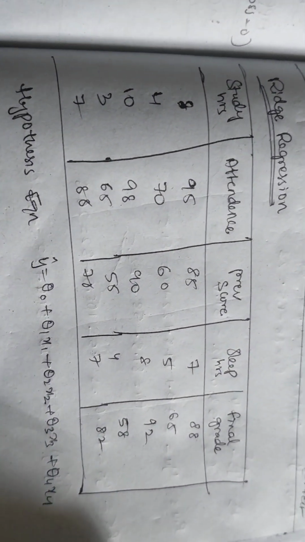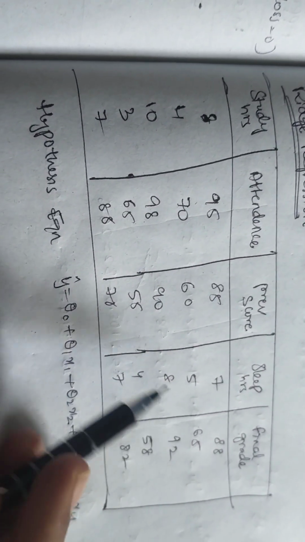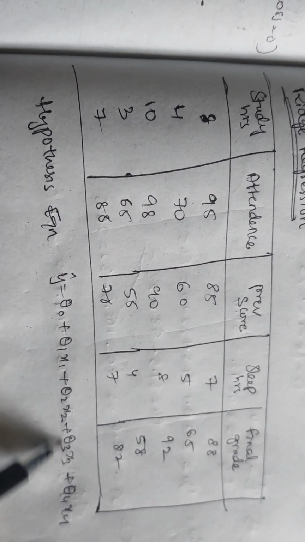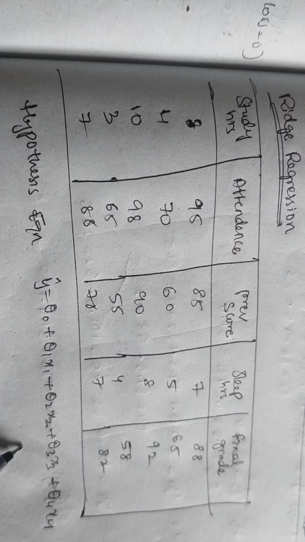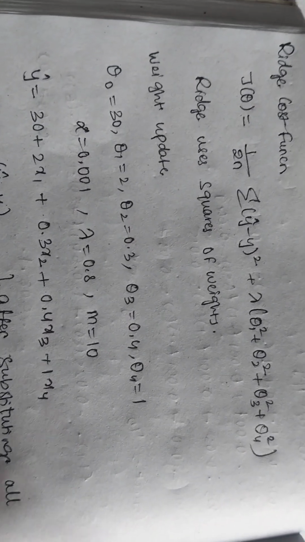Ridge regression. Here they are given 4 features and the final grade. We have to find the prediction using ridge regression. So the hypothesis equation will be given, and we have to use this equation to proceed with the ridge regression for prediction. This is the important formula.